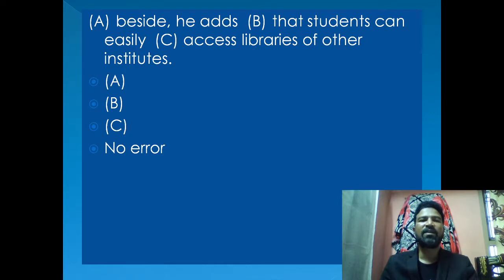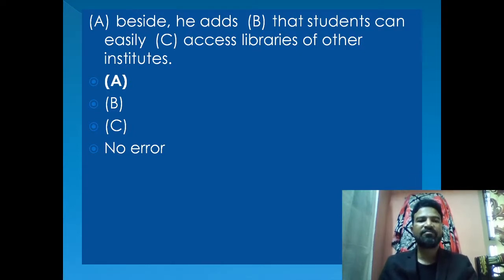Besides, he adds that students can easily access libraries of their institutes, of other institutes. The error is in part A. "Beside, he adds." Beside is the wrong one. It should be "besides," which means in addition. It is not "beside." So the error is in part A of the sentence, because you should know the difference between beside and besides. Beside means by the side of. Besides means in addition to. So it should be "besides," in addition to.